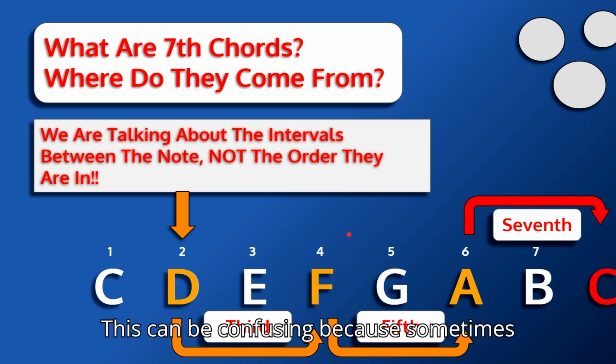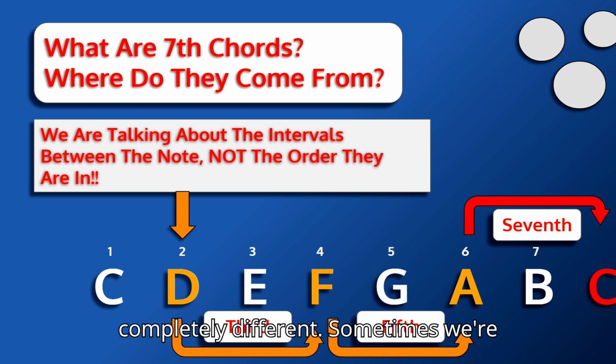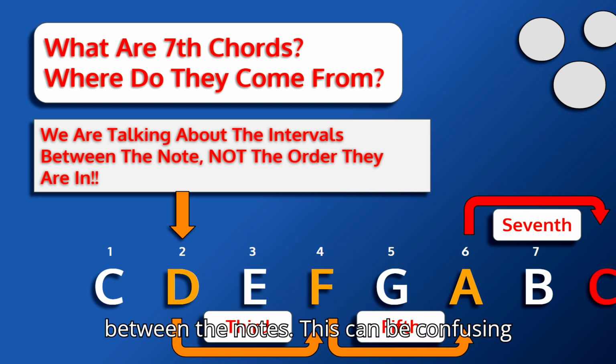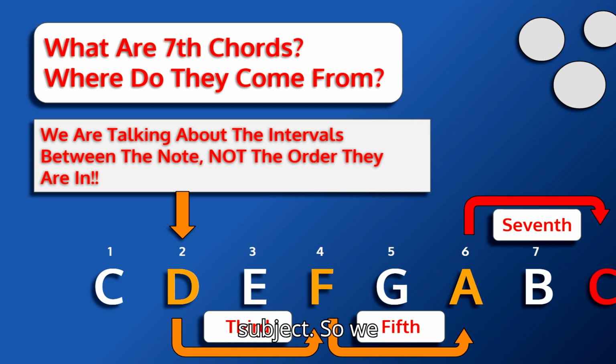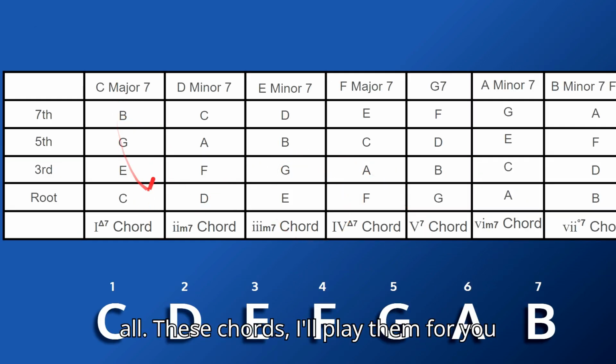This can be confusing because sometimes in music we'll say something like play the 3rd, which means something completely different. Sometimes we're talking about the order of the notes, and sometimes we're talking about the distance between the notes. This can be confusing for a lot of people trying to break into the subject. So we take this idea and we get all these chords. I'll play them for you right now.